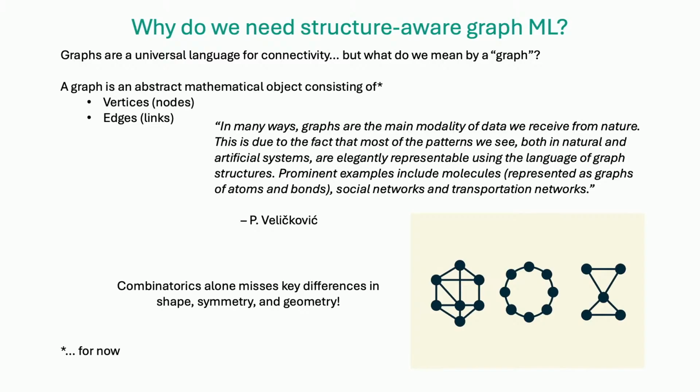And the way that the vertices are connected is what matters. The structure here becomes really important because we have an example of these three graphs with identical node degrees, but they're non-isomorphic. So we need something that captures the structure as well. What I want to argue is that combinatorial representations of graphs, such as vertices, edges, subgraphs, and these kinds of concepts alone, are not enough to capture key differences in shape, symmetry, and geometry.